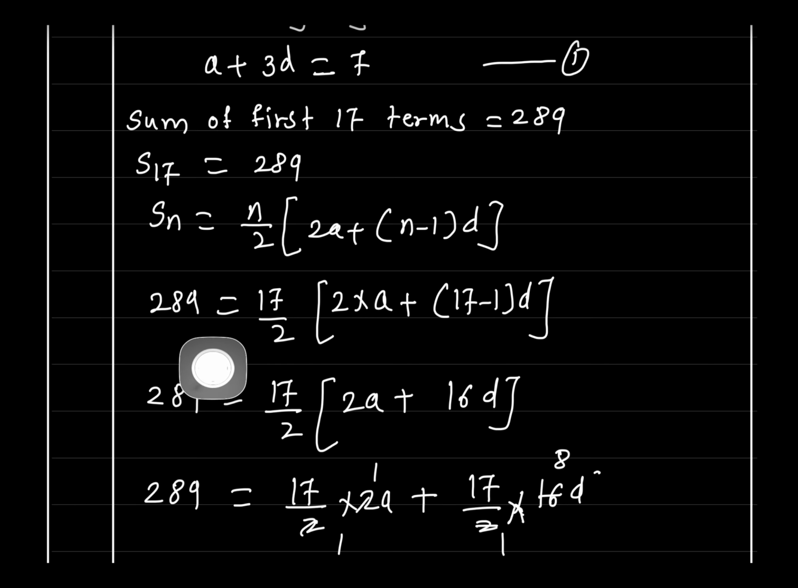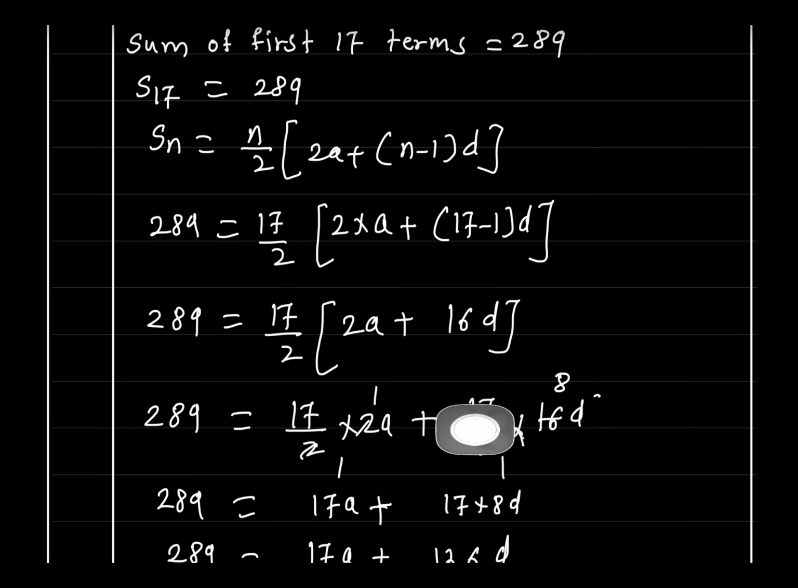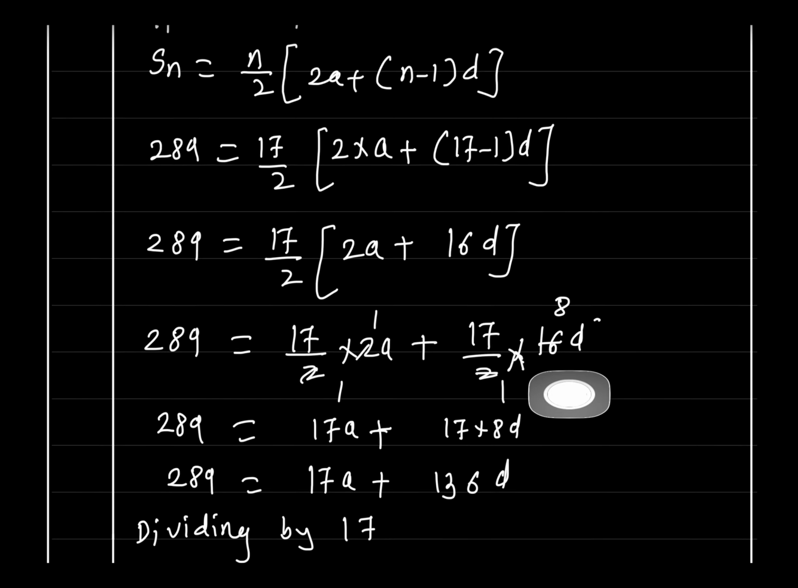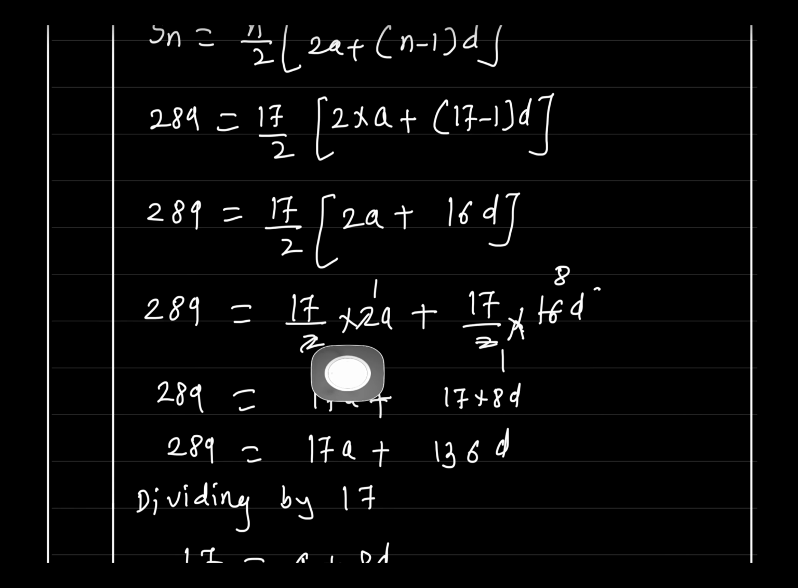See, S17 equal to 289, so Sn equal to n by 2 into (2a plus (n minus 1) into d). So 289 is given as Sn, so n is 17 upon 2, 2a as it is, plus 17 minus 1, means 16d. Here you have to write. Again same way, 2a and 16d we can't add, so again you have to multiply outside the bracket. 17 upon 2 multiplying each term means 17 upon 2 into 2a, plus sign as it is, 17 upon 2 again multiplied by 16d.